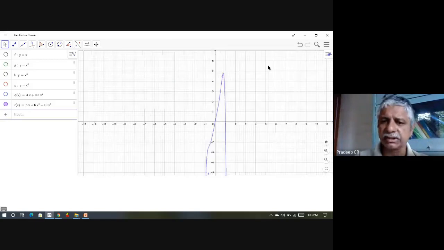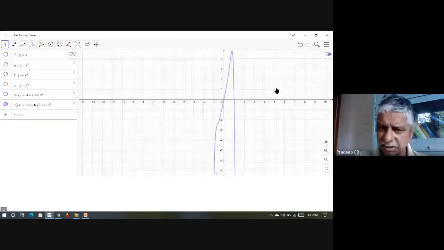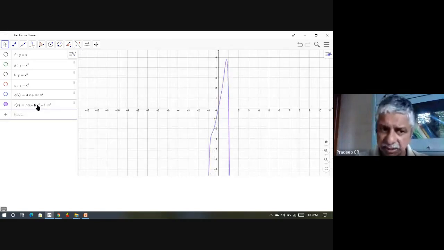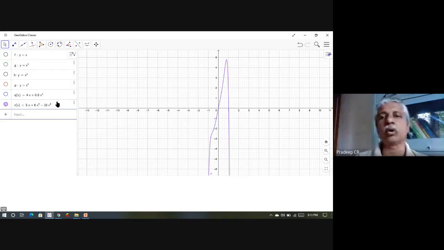This is how this curve will look. Nothing special about this curve. I just want you to get a feel, get an understanding that writing a polynomial is the same as drawing a graph. There is a graph associated with a polynomial.